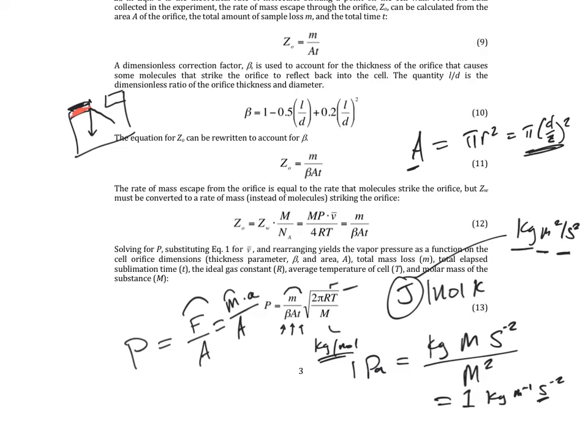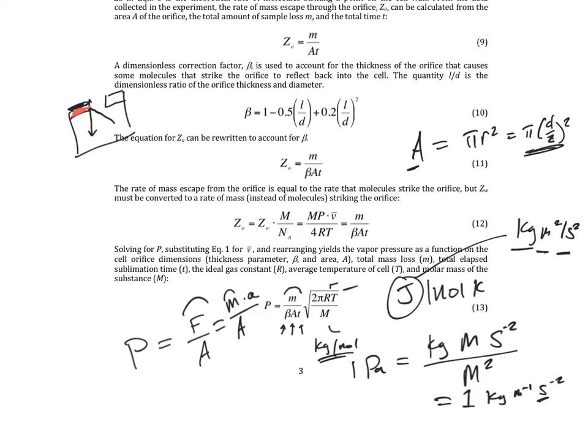And so the L to D is the thickness to diameter ratio. You can imagine that as the cell is thicker, more material is deflecting back into the cell. Beta is really just a probability of escape. If beta were 1, it just means 100% of the molecules striking the orifice are leaving the cell.